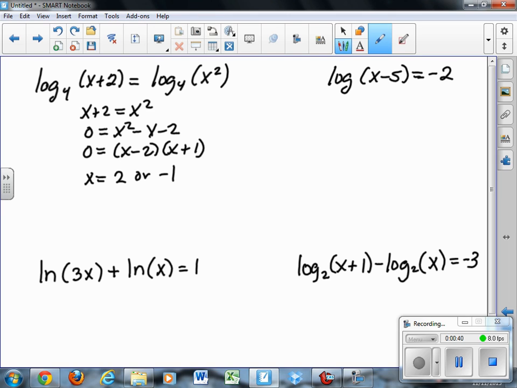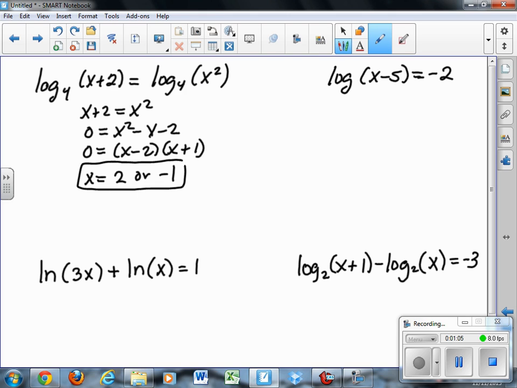Now I have to always check back with log equations, because I'm not allowed to take log of 0 or log of a negative number. So I have to check my answers to see if in the original equation either of those two things happen. So if I put in 2, I'm obviously fine. Log base 4 of 4, log base 4 of 4. If I put in negative 1, this is still a positive number, and this is still a positive number. So both of those are solutions.